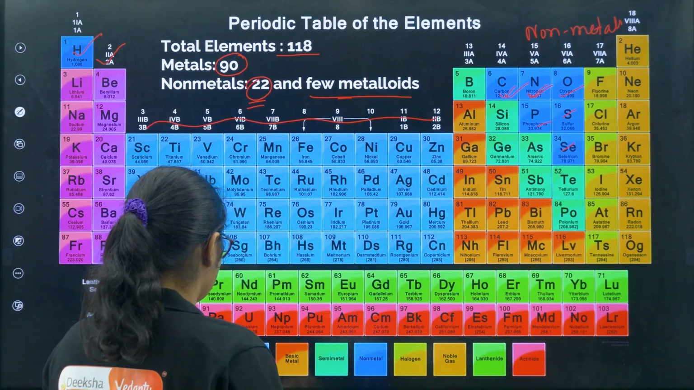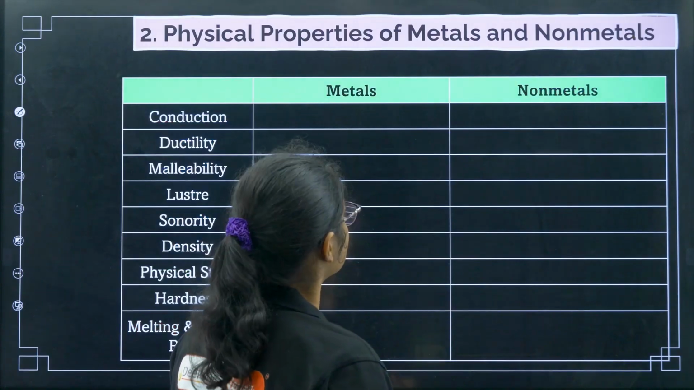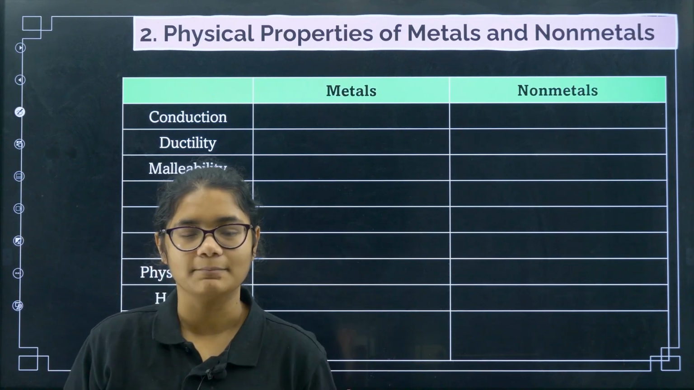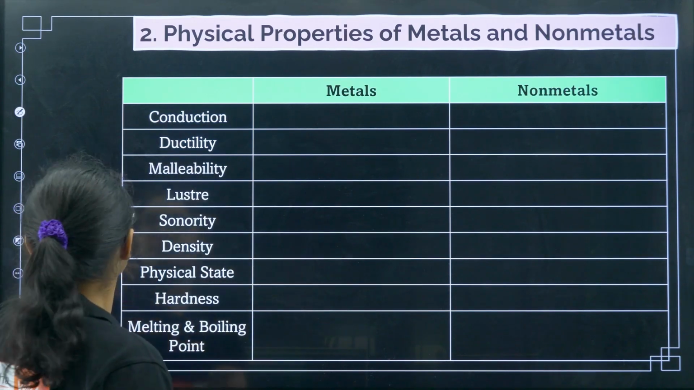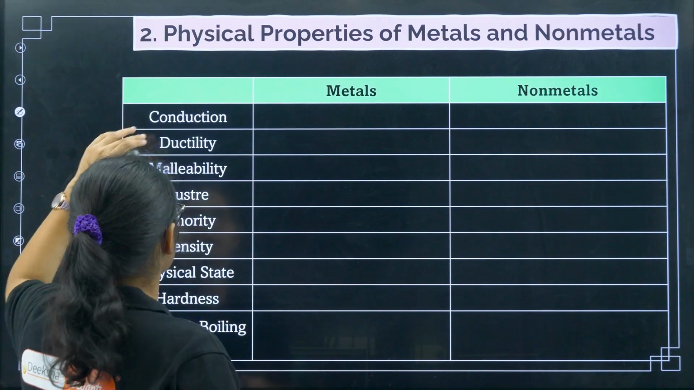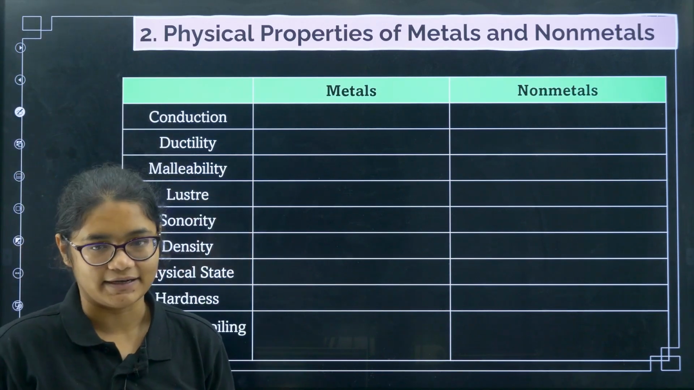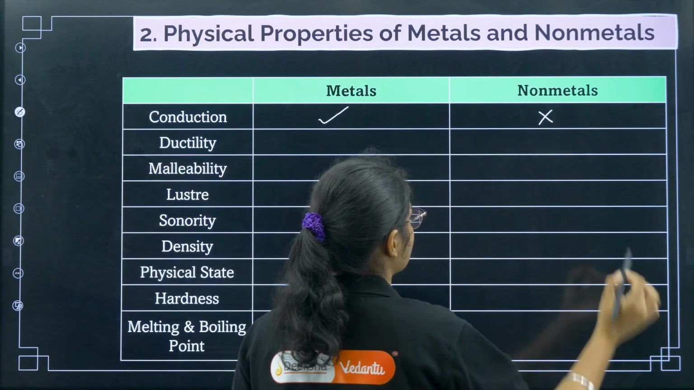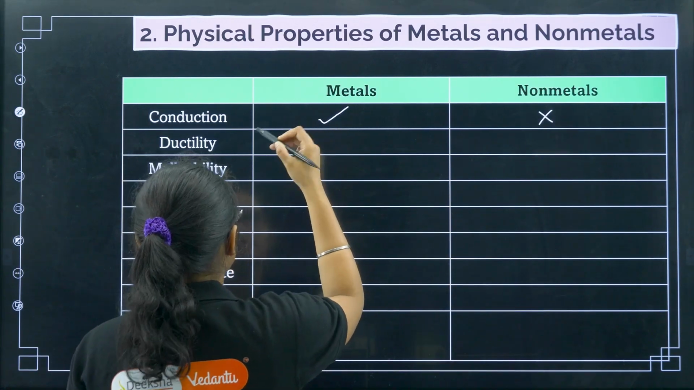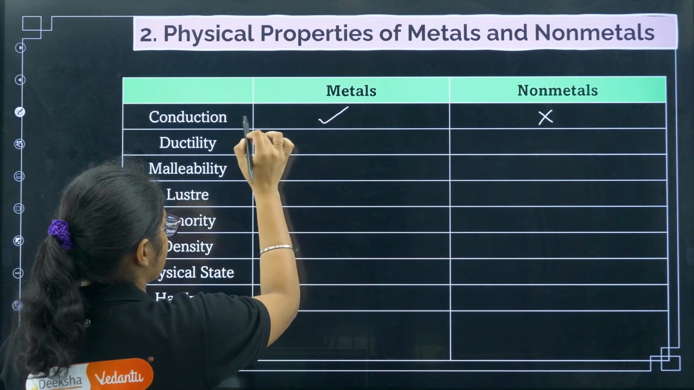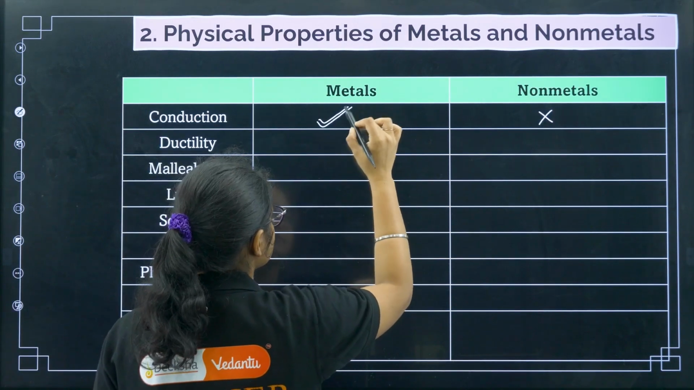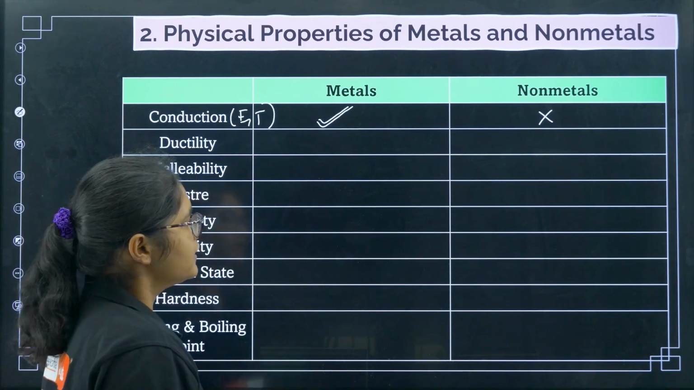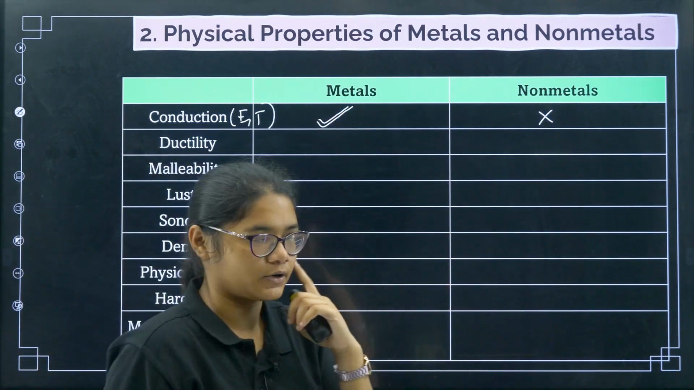Now coming to the physical properties of metals and non-metals. We'll make a small comparison between their physical properties. The first one is conduction. What do we mean by conduction? It means they can conduct electricity. Metals are good conductors, non-metals are not good conductors. When we talk about conduction, it is both electrical conduction and heat conduction. So metals are good conductors, non-metals are not.